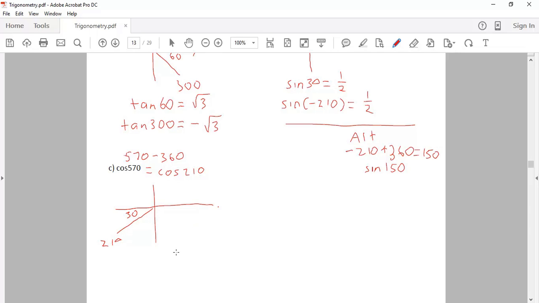So now we're going to find cos 30. Using your exact values, you get that as root 3 over 2. But remember, all stations to central. So tan is positive here, so cos is negative. So the answer for cos 210 is going to be negative root 3 over 2.